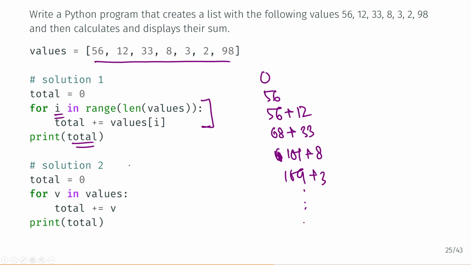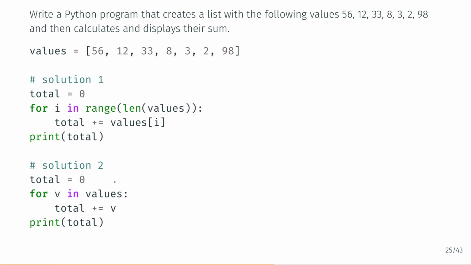Now the second solution is the read only solution, okay? And this perfectly works because we are not actually modifying the values. All we do is we take each of these individual values and add them up. So we don't really modify them. So we are okay with using the read only approach.